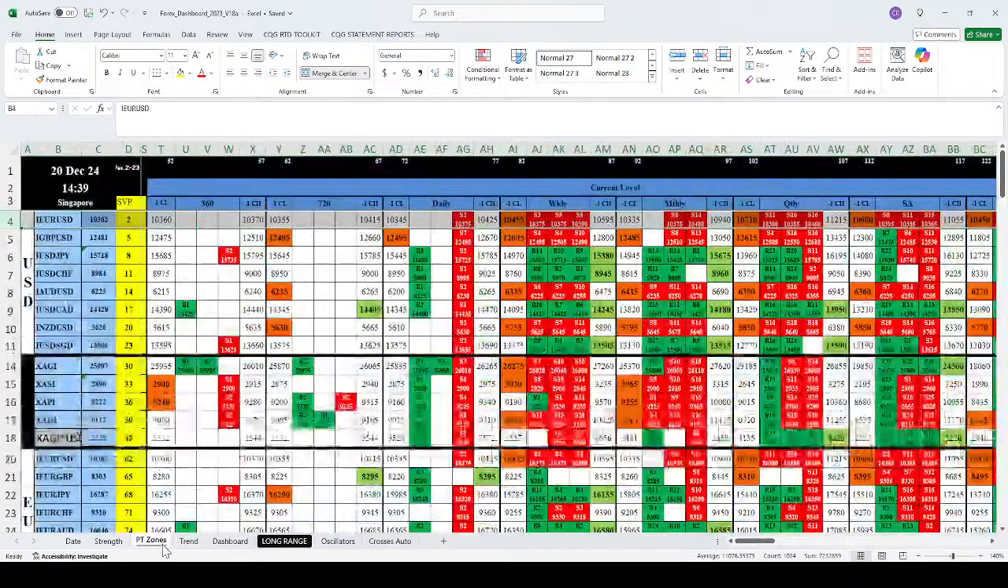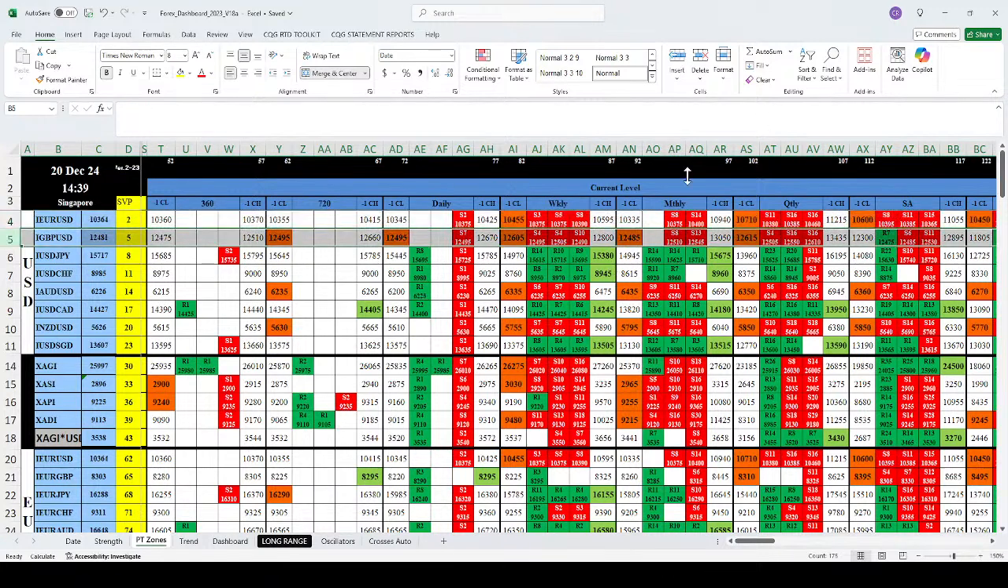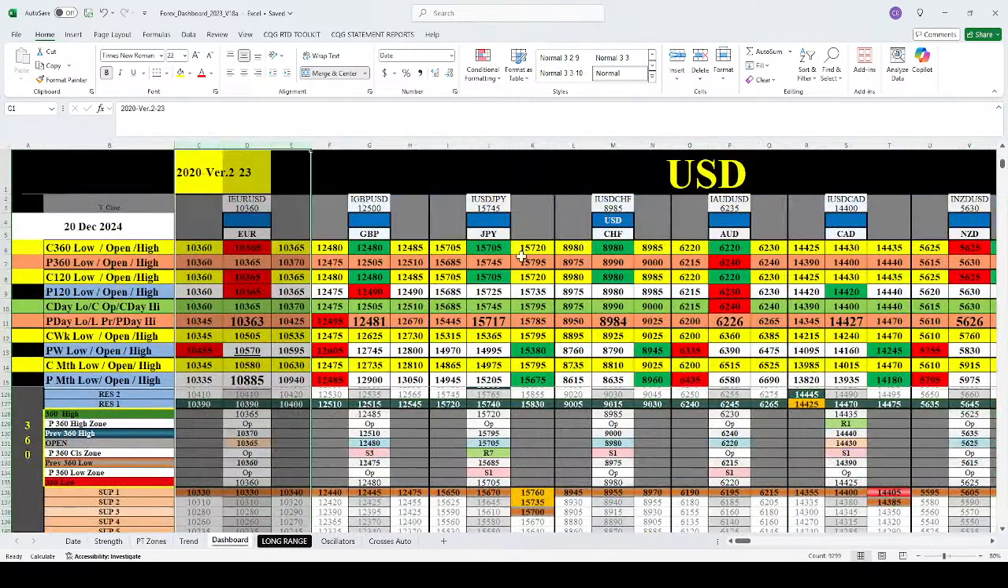Then let's see the PT zones. We have no buying force involved, so all are selling. So sell and hold. I think no questions about that. Then we come to the selling call.